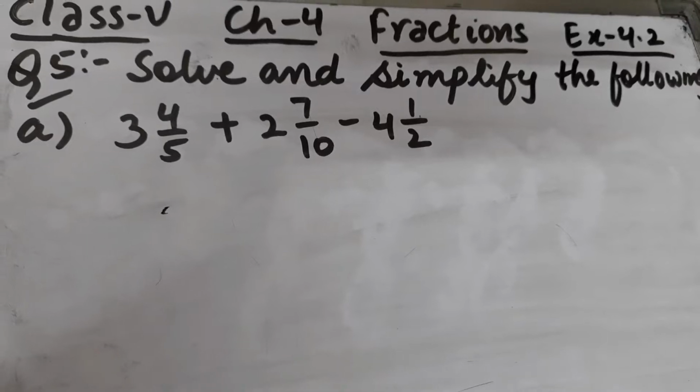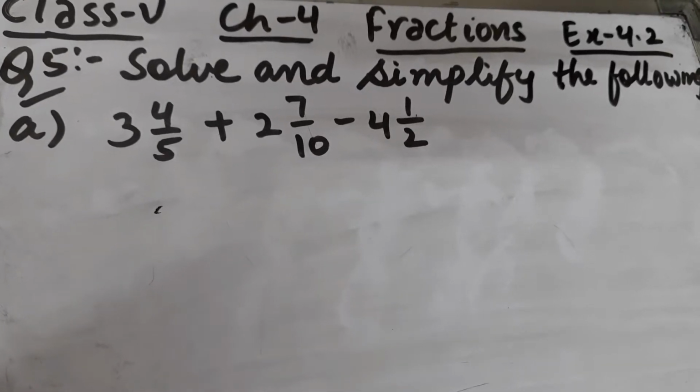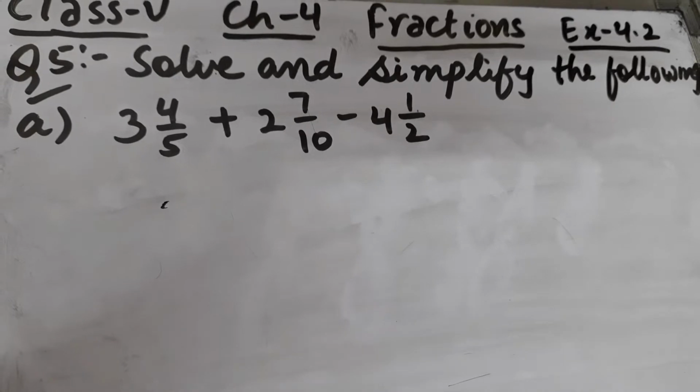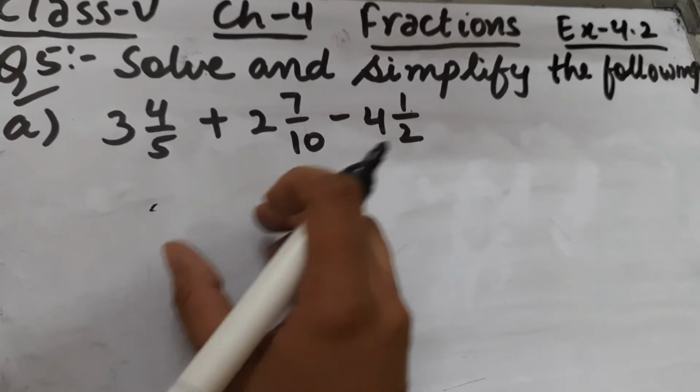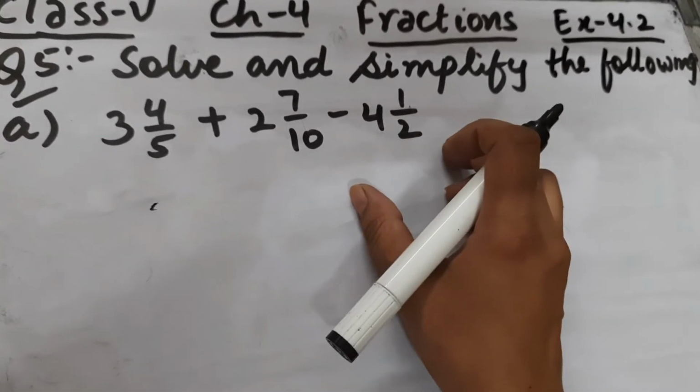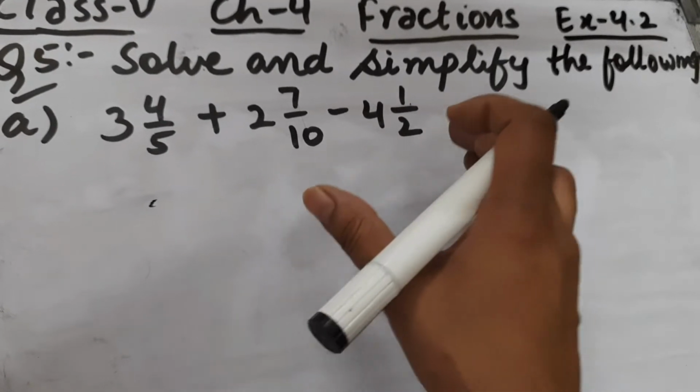Let's start question number 5 of exercise 4.2. The question is: solve and simplify the following. Part A is 3 4/5 plus 2 7/10 minus 4 1/2. We have to solve and simplify.